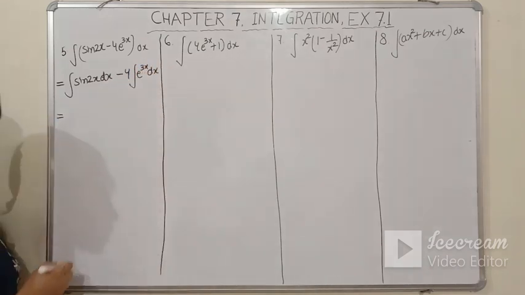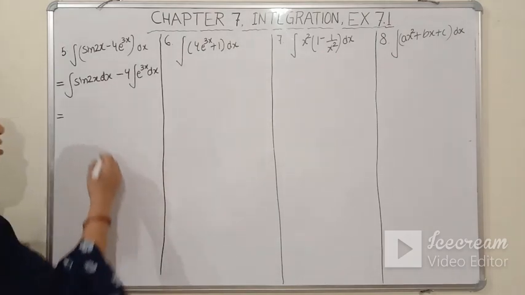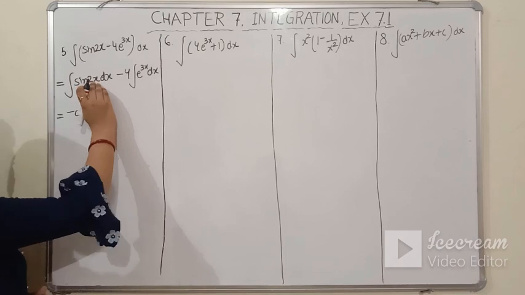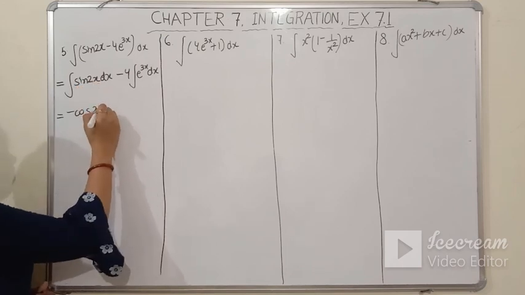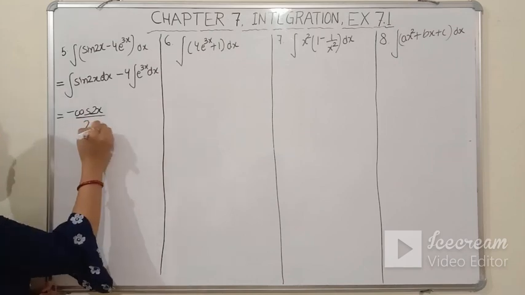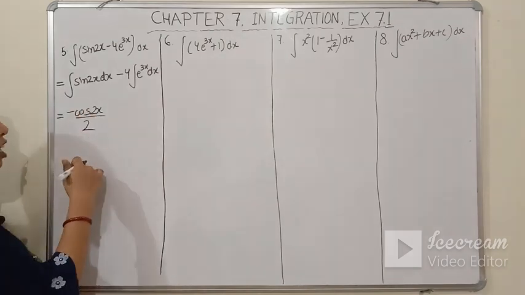So now the integration of sin x is minus cos x. So minus cos, what is x here? X is actually the theta. The theta here is 2x. And whatever the coefficient of x is, that will come in the denominator. So the coefficient of x is 2, that means 2 will come in the denominator.